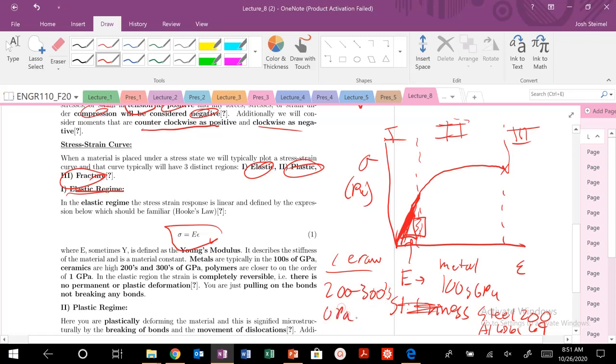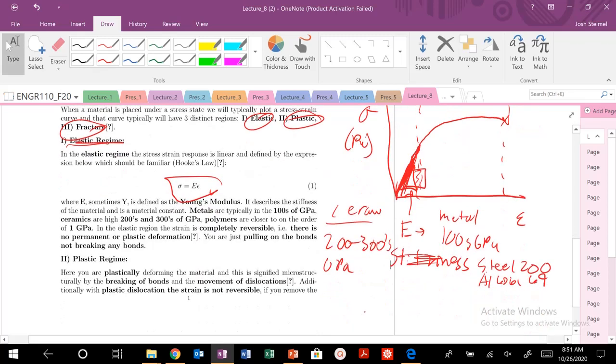Again, these are general rules. Obviously, there are materials that vary. There are always exceptions to material rules, but tungsten is our stiffest material. That is why in an SEM you get tungsten filaments, because it has the highest melting temperature of all materials.